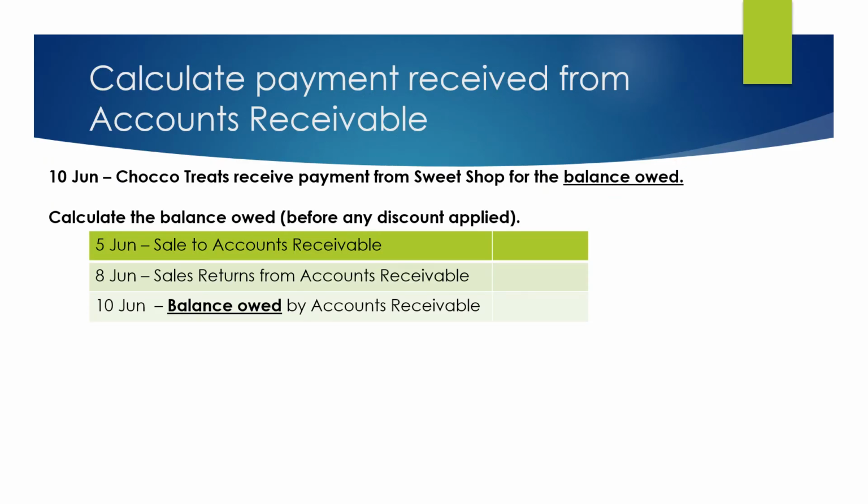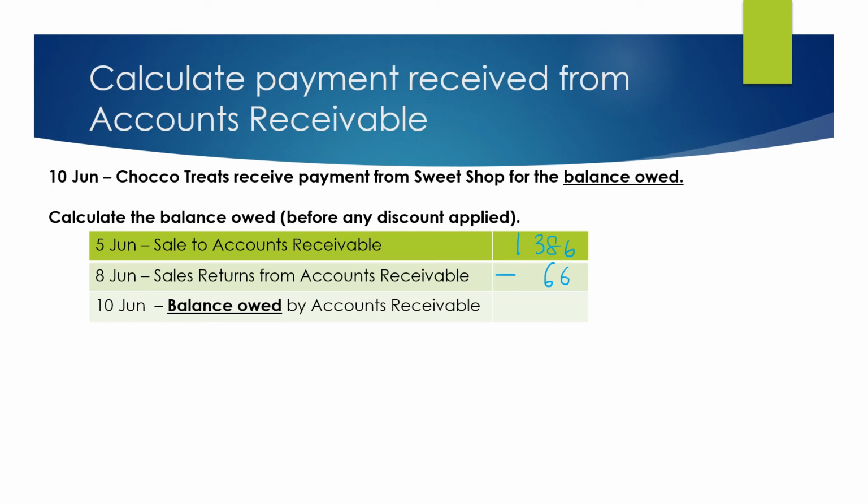Here's the third transaction. On the 10th of June, Choco Treats has received a payment from Sweet Shop for the balance owed. Firstly, we'll need to calculate the balance owed by the accounts receivable before any discount is applied. On the 5th of June, a credit sale was made to the accounts receivable for the total amount of $1,386. On the 8th of June, there was a sales return from the accounts receivable totaling $66.